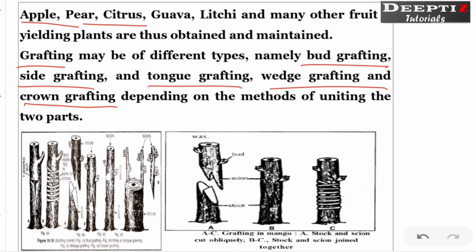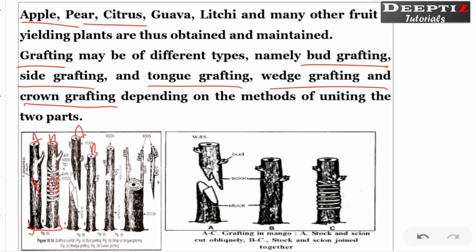So here is the first one, bud grafting, which means you can see here a small bud is being introduced into the cut of this one. Everywhere you can see A, B. Here also A, B. One is before and one is after. So this first image is bud grafting, where on one plant a small bud is placed and this bud will grow as a new branch.